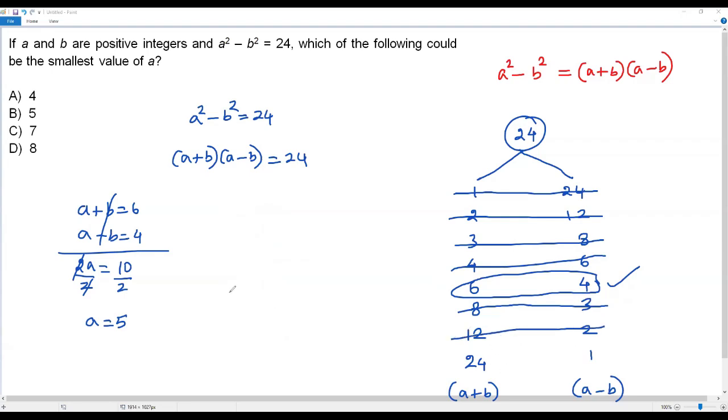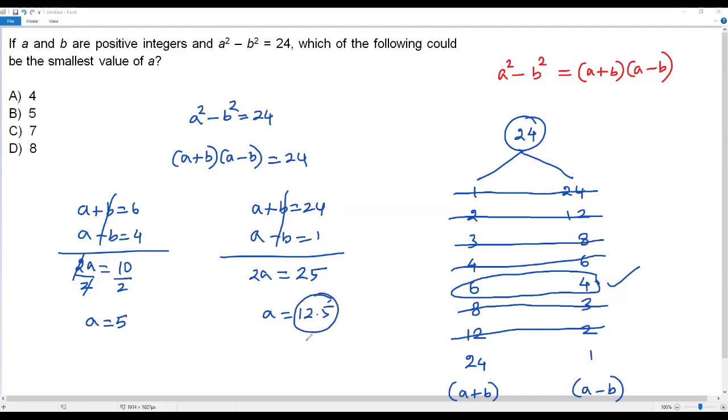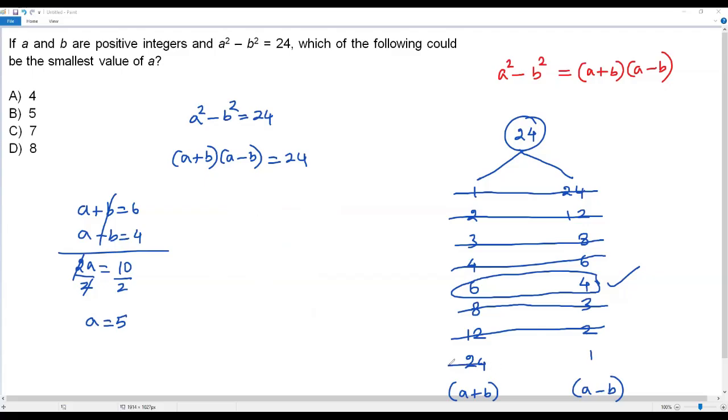Now finally we can try with 24 and 1. So A plus B equals 24 and A minus B equals 1. So when I add them, plus B and minus B will cancel out. I'm getting 2A equals 25. So when I divide both sides by 2, I'm getting A equals 12.5. Even though I'm getting a positive value for A, this 12.5 is not an integer. So we can reject the last pair of factors also.